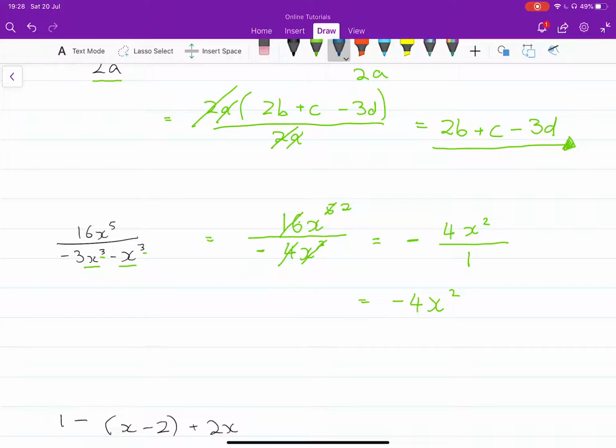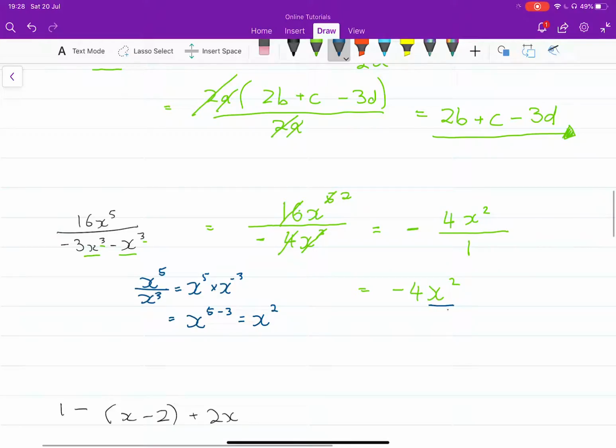So just to clarify what happened here with the x to the 5 over x cubed, this can be written as x to the 5 times x to the minus 3, and when we multiply variables with the same base, we just add the exponents. So that became x to the 5 minus 3 equals x to the 2, or x squared. So that's how we got this value here.